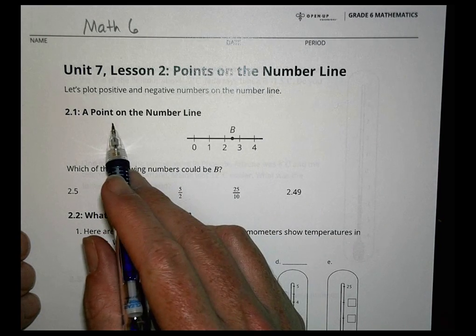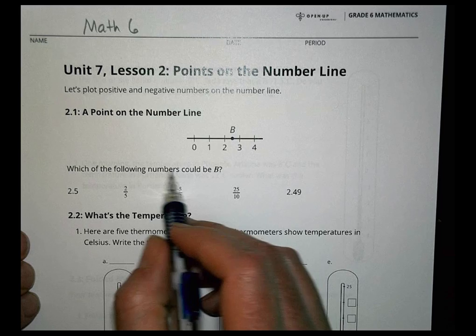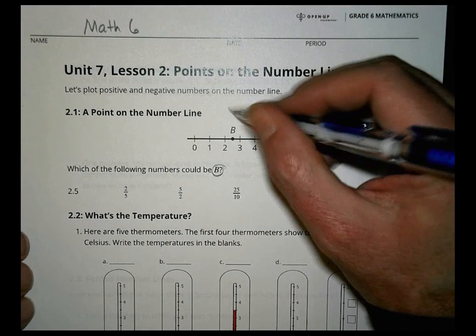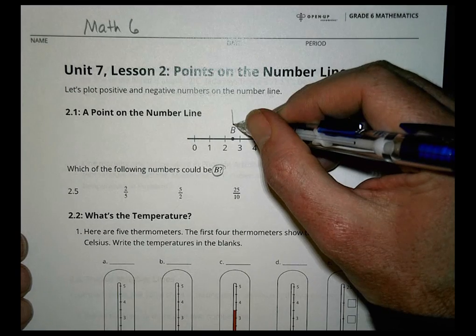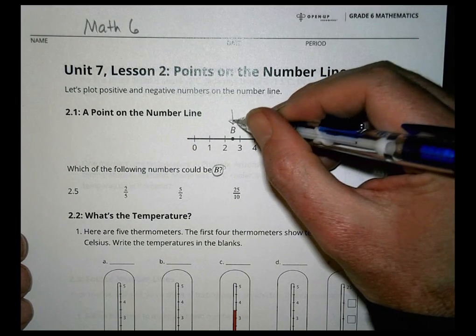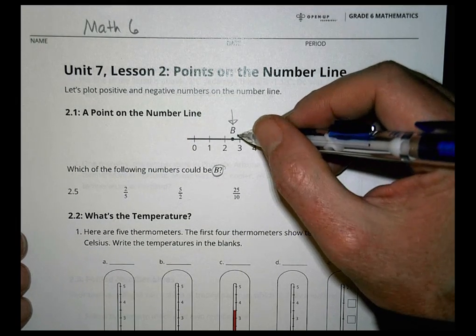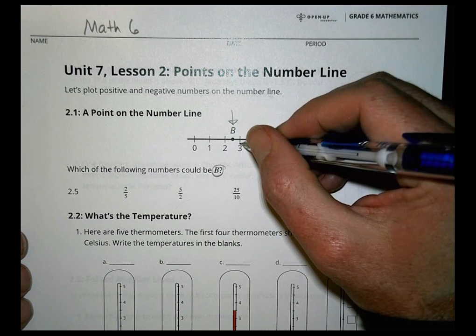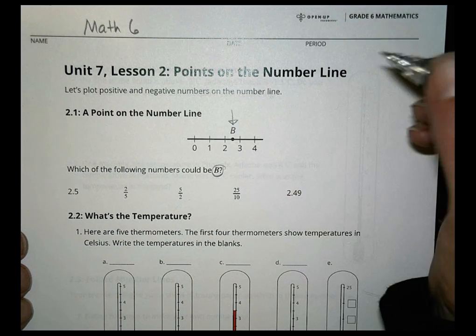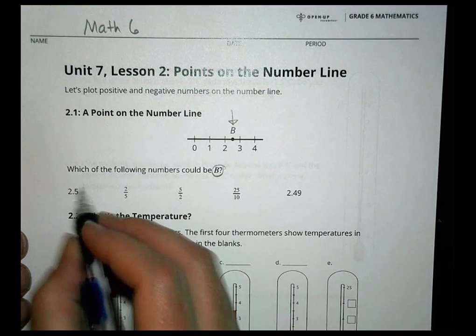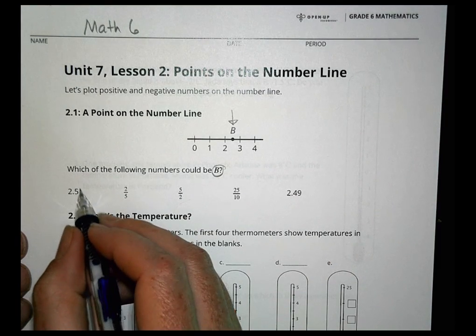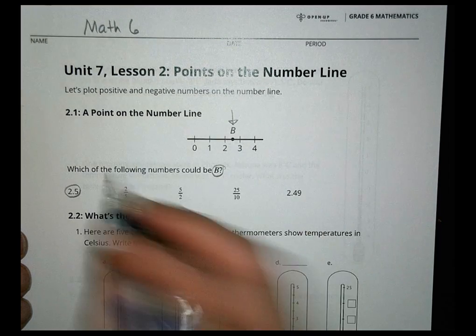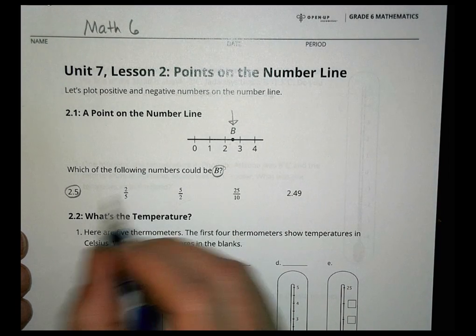So activity 1, it says a point on the number line. Which of the following numbers could be B? So which ones could be B? We're looking at where B is, first of all, and we can see that it is between the 2 and the 3. Okay, so B is going to be larger than 2 but less than 3 based upon where that is. So a number like 2.5 certainly seems to come between 2 and 3. That would be just fine.